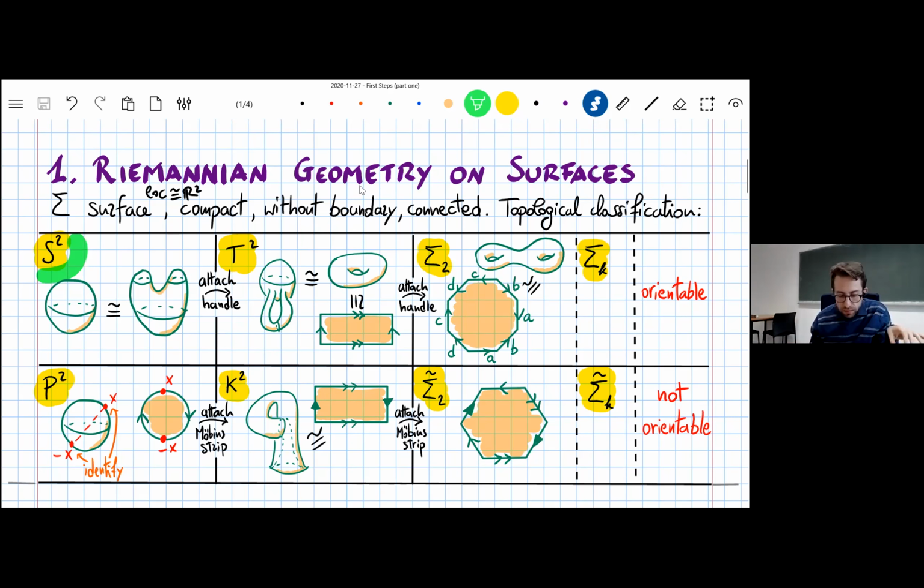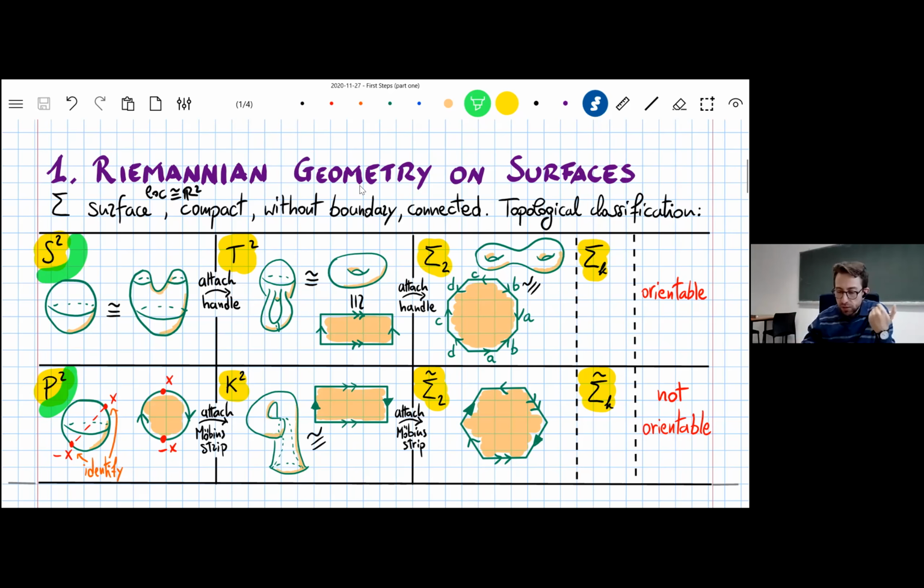And then this gives the first row of orientable surfaces, but there is also maybe a less intuitive world of non-orientable surfaces. The first one here is the projective plane, where we take a sphere and identify pairs of antipodal points. And then by attaching Möbius strips, this time we get also here a hierarchy of surfaces, the Klein bottle, and so on.